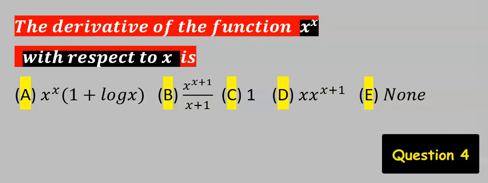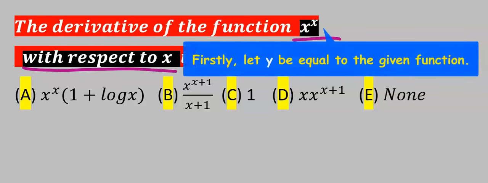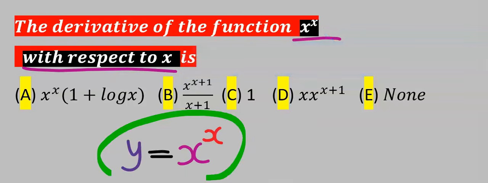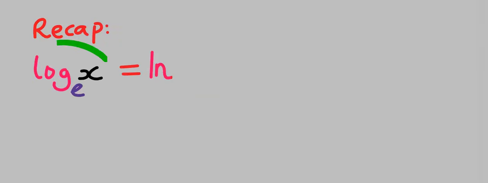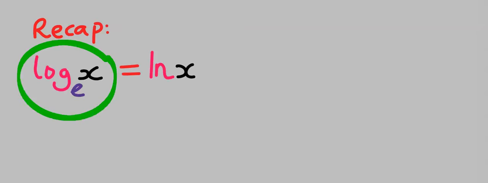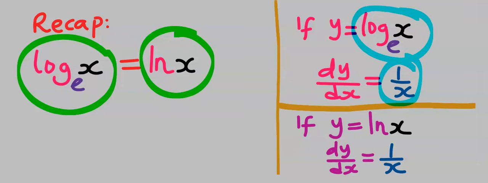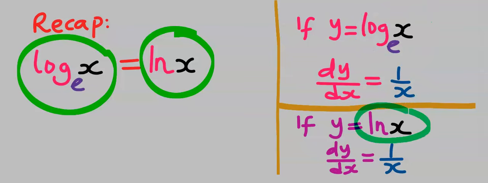Next, let's find the derivative of this function with respect to x. The first step is to restructure the question, which is now this. Before we continue with the solution, let's recap. Log x to base e is the same thing as the natural log of x. When you differentiate log x to base e, your answer is 1 over x. Likewise, when you differentiate the natural log of x, your answer is 1 over x.